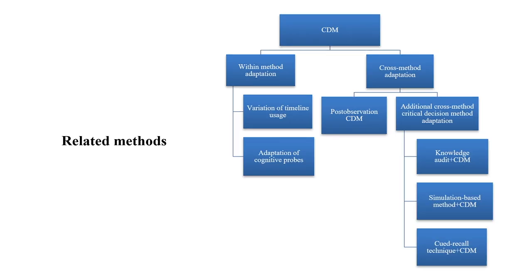So, let us understand what the connected methods are and how we actually take help from each other to conduct the whole process. Mainly I will say within method adaptation and cross method adaptation. I will describe them in detail. Within method, we have two majorly: variation of timeline uses, because once we have a specific timeline, how do we change the timeline, how do we change the decision making. And second is the adaptation of the cognitive probes.